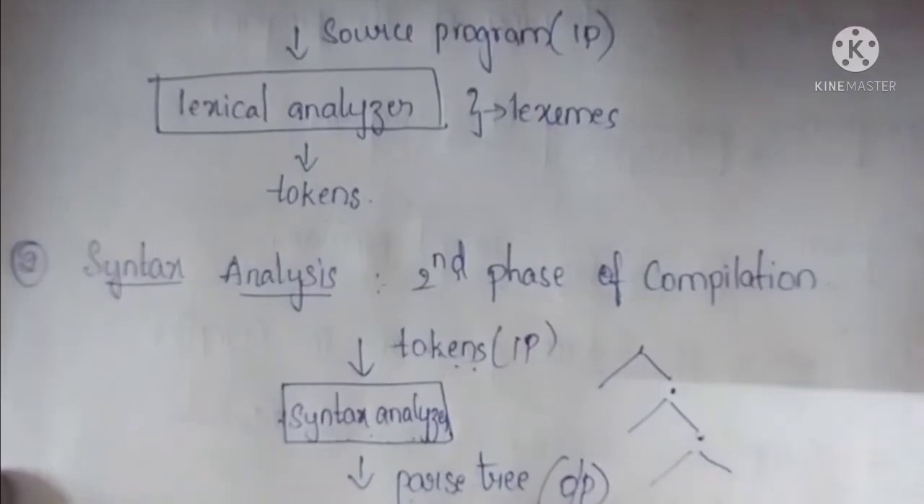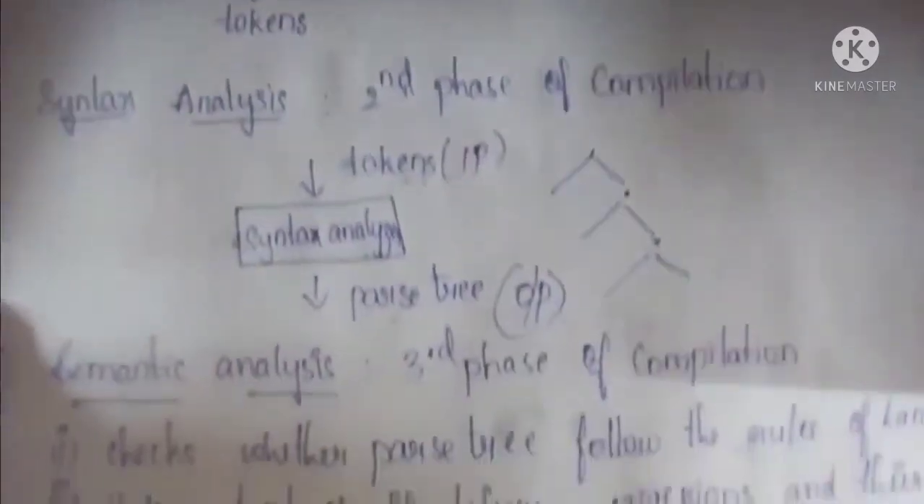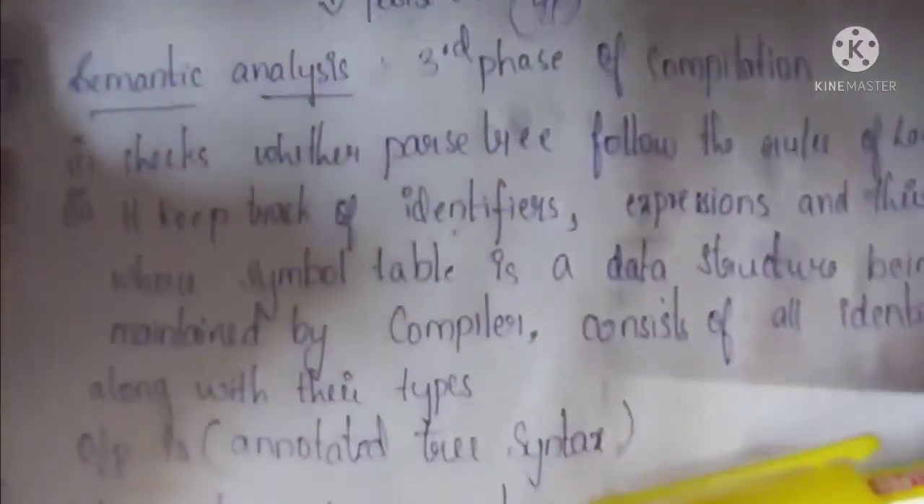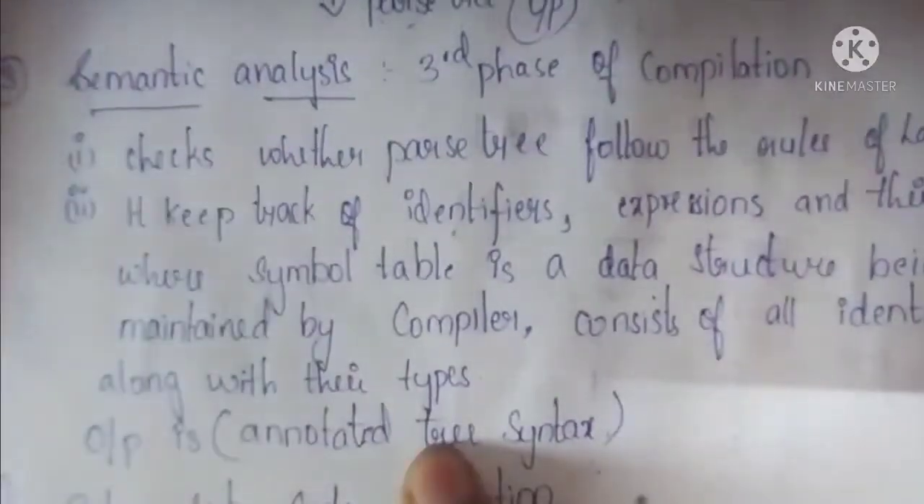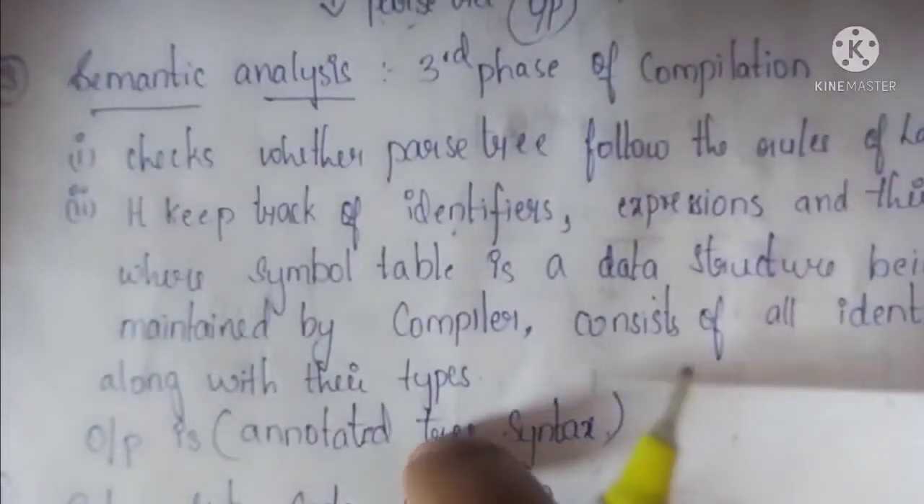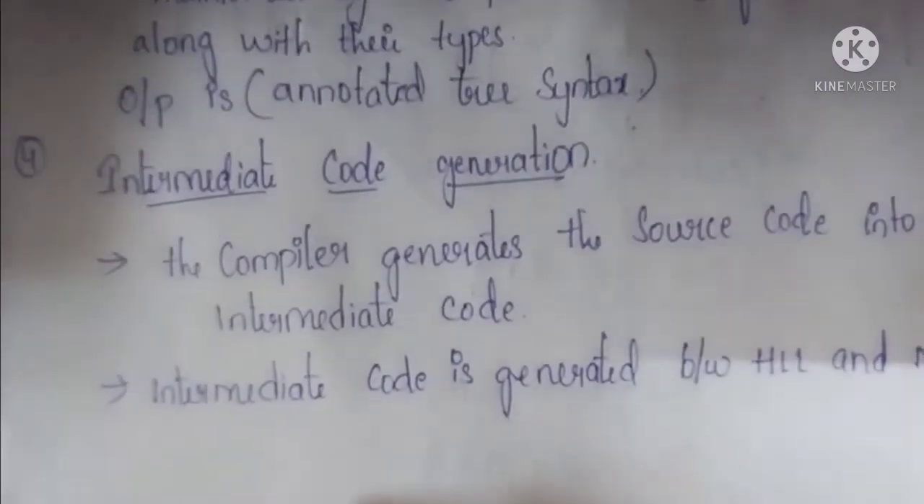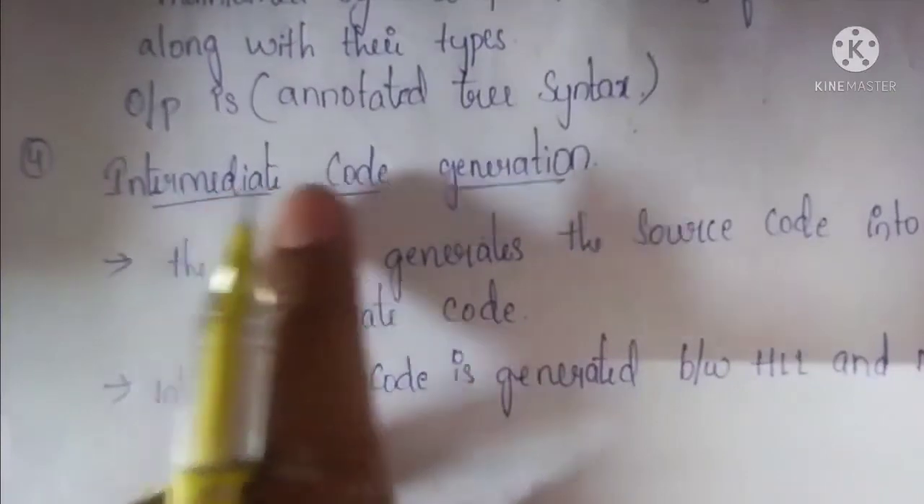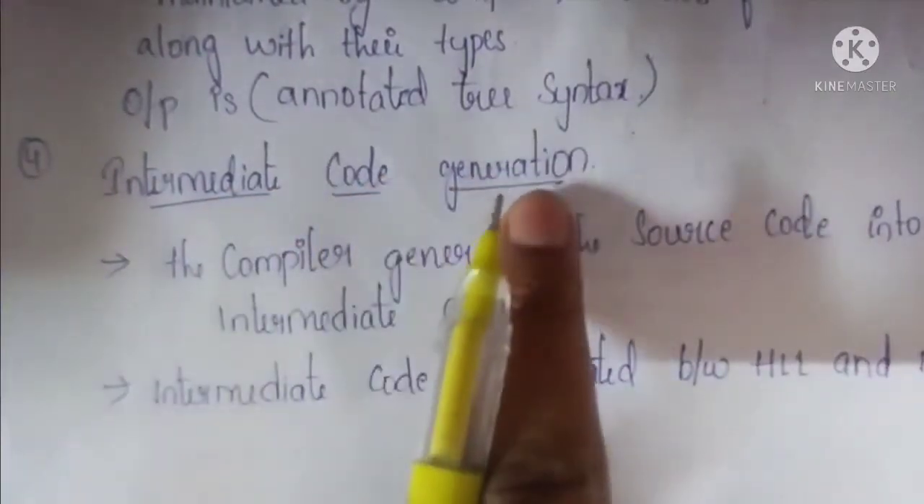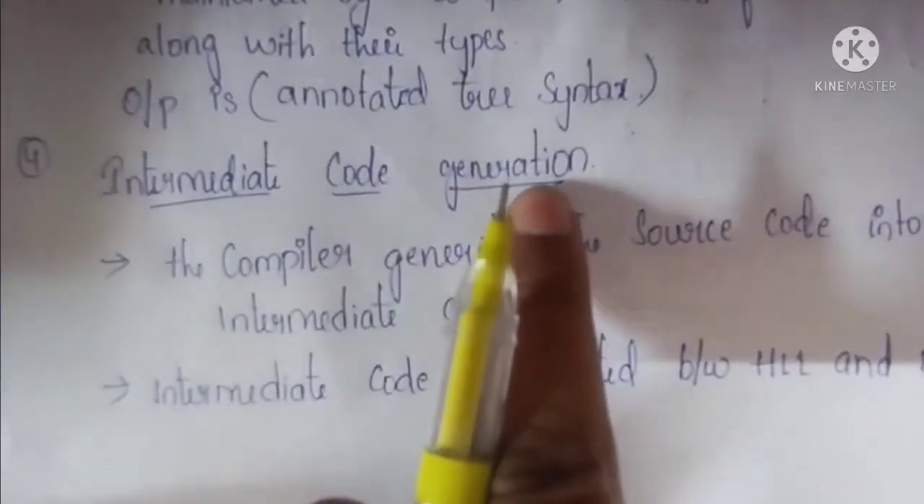Next we will see the third phase, that is semantic analysis. This semantic analysis is the third phase of compilation. Then we will see the fourth phase of compilation, that is intermediate code generation.